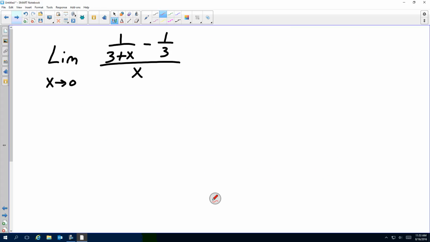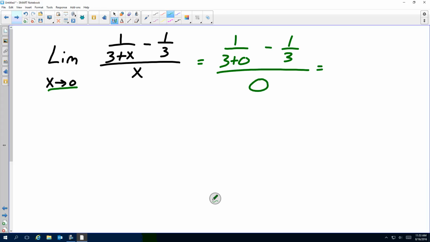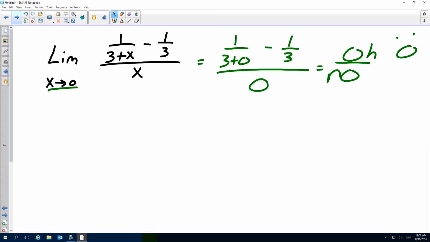All right, let's see what happens when we come over here. This problem, man, a whole bunch of fun stuff. First and foremost, go ahead and evaluate. I'm going to have 1 over 3 plus 0 minus 1 over 3. Well, I already see the potential, all divided by 0. Again, 1/3 minus 1/3 is 0, but hey, oh no, that means we have to do some more math. That's okay, we like math.